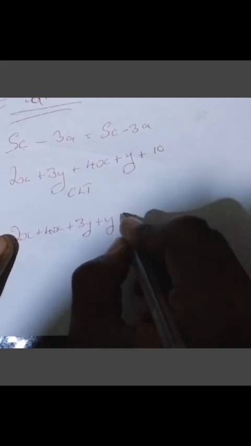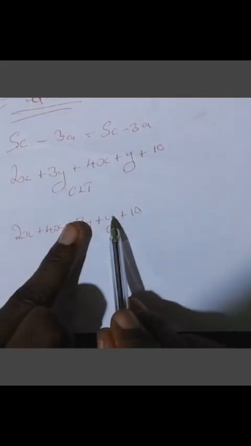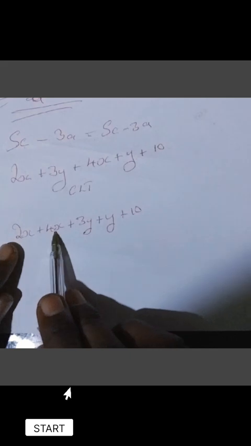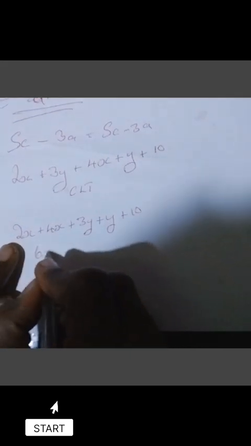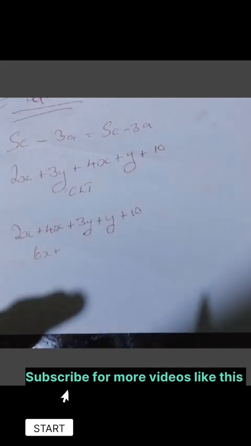So now we are going to say 2x plus 4x, plus 3y plus y plus 10. So now I've collected all the x on one side, all the y on one side, and the 10 is a constant, so we're going to put it last. So now we're going to say 2x plus 4x can give us what? 6x plus 3y plus y.